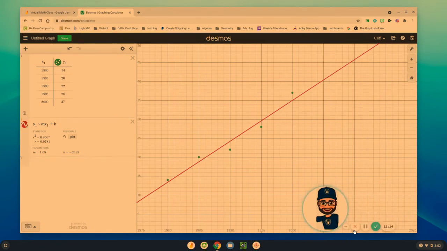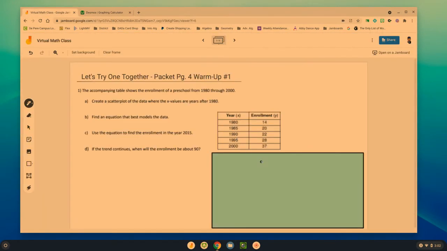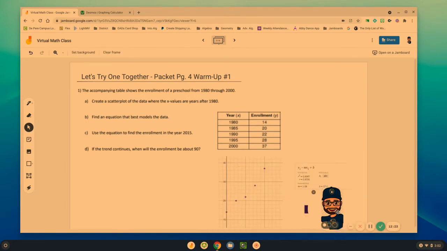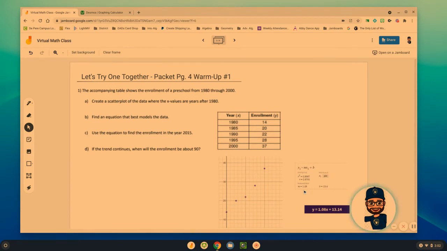So if we go back to the Jamboard and uncover this rectangle in the bottom, you can see I copied a lot of that same information over, and here we go. They're telling me the M value is 1.08 and the B value 13.4. So Y equals, instead of M, it's suggested that we have 1.08x plus the B value of 13.4.